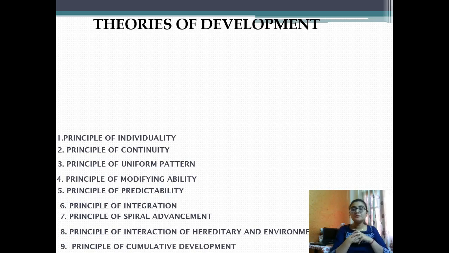Fifth is the principle of predictability. Development is a predictable process. As it follows a uniform pattern, you can predict that a newborn will one day grow into an adult. This is predictable. He will definitely grow into an adult if everything remains good within his life. Even you can predict that a baby who is crawling now will start walking after a few days, after a month or two. Okay, this is predictable.